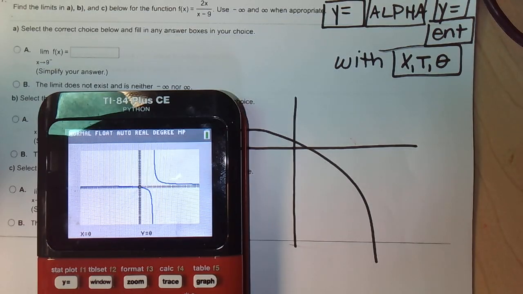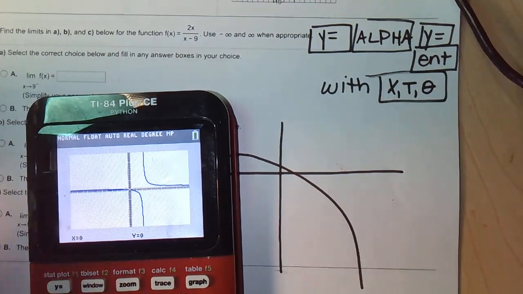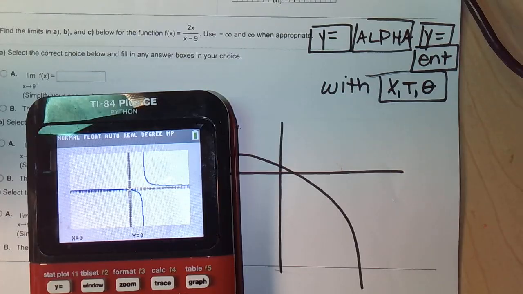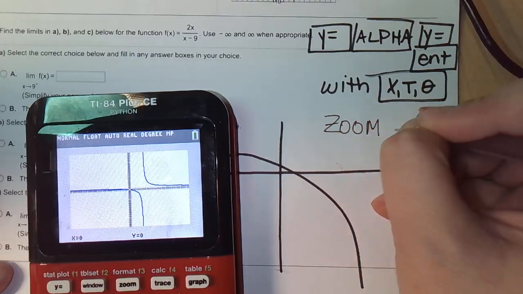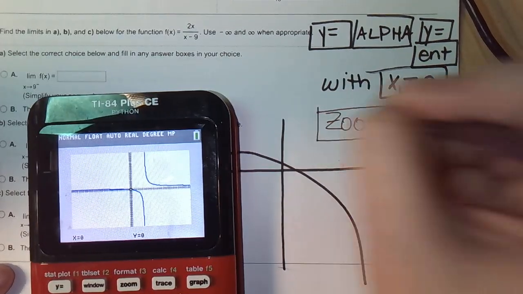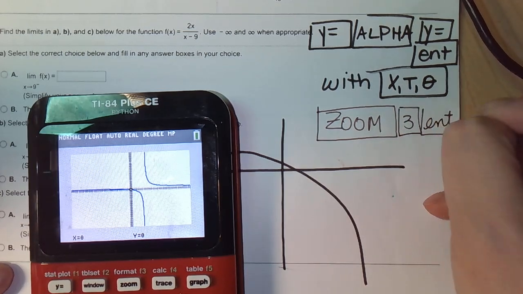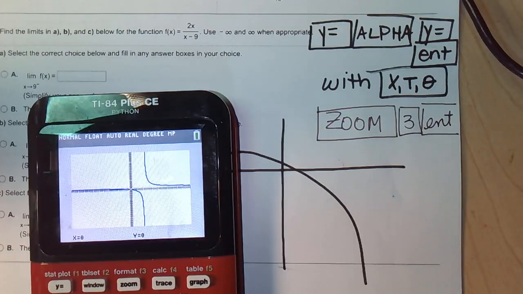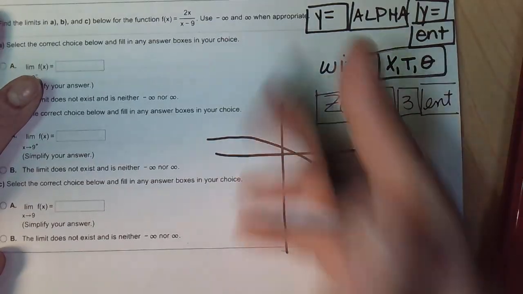Oh, look, there's the rest of my graph. So I typed in my equation to y equals, then I couldn't see everything. Darn. So I pressed zoom 3 and then enter. And now I can see the rest of my picture.